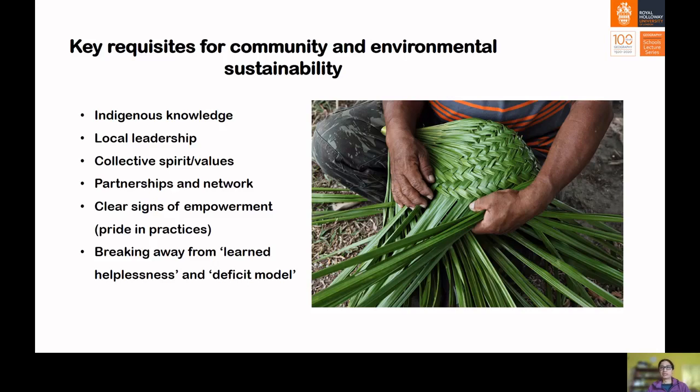Working with partnerships and networks, so always working with other people. For example, the animation that you saw that we produced as part of a project was to promote the region to decision makers and politicians, and it was done in collaboration with the Indigenous communities, but also WWF and other organizations. And then also this idea of being proud about these practices and breaking away from what we call the deficit model.